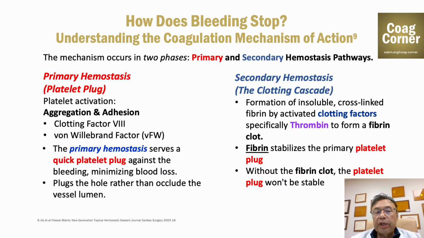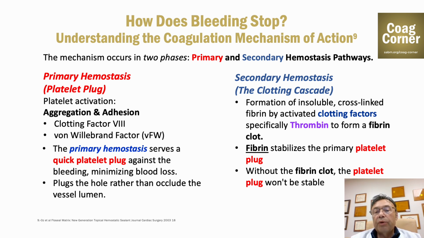We have to understand what a clot is and how it forms and how it stays. The simplest way to look at it is in primary and secondary hemostasis. So, what happens first when there's an injury to a vessel? There is instantaneous platelet activation with aggregation and adhesion of platelets along with factor VIII and von Willebrand factor. Now, this forms a quick platelet plug, and the plug's job is to occlude the hole where a patient is bleeding from. But this plug is not stable.